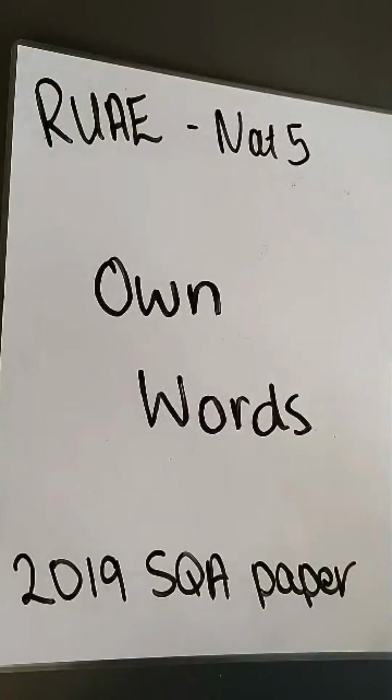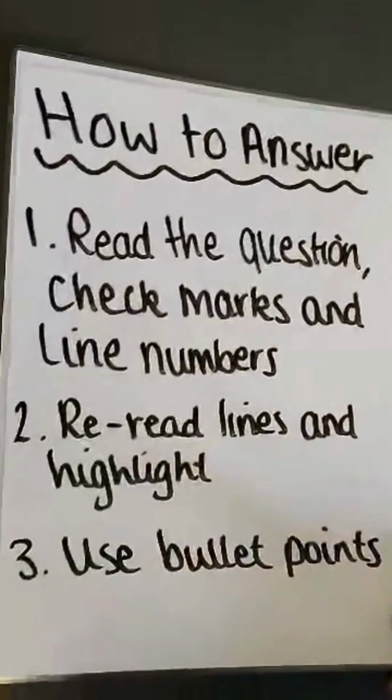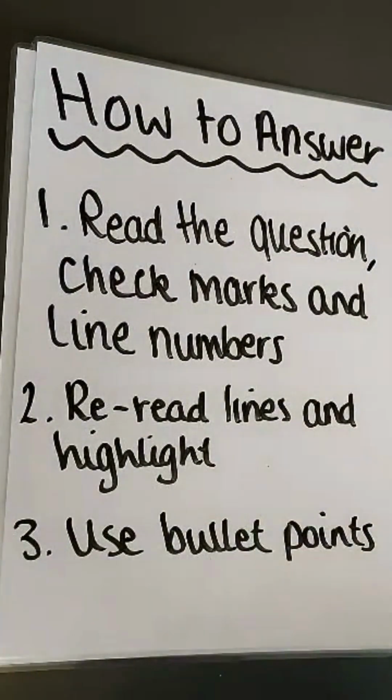To answer own words questions, you should follow this structure. There's 3 steps to this. The first thing you're going to do is read the question, check marks and the line numbers. You want to make sure that you really clearly understand what the question is asking you to do, and you're then going to check how many marks it's worth. This is because if it's worth 4 marks, you need to say 4 things. If it's worth 3 marks, you need to say 3 things, and so on.